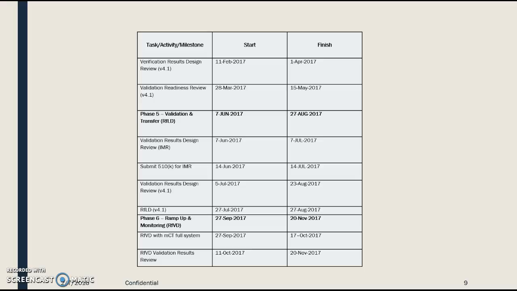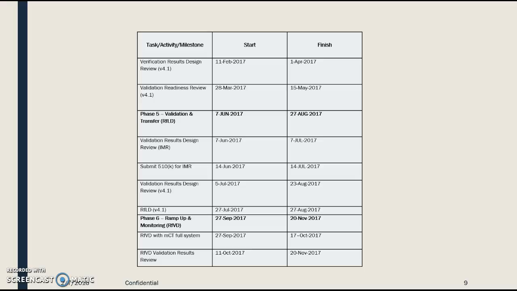Phase 5 is validation and transfer. So at the end of validation, our product would be ready for volume delivery. That is, we will be building 8 systems and validating them, and by the end of validation, our product would be ready. So we are planning to finish phase 5 by 27th August 2017. Phase 5 will include validation results design review, and it also includes submission of our product for 510(k), which is an FDA standard. So at the end of phase 5, we will be ready for the release for volume delivery.